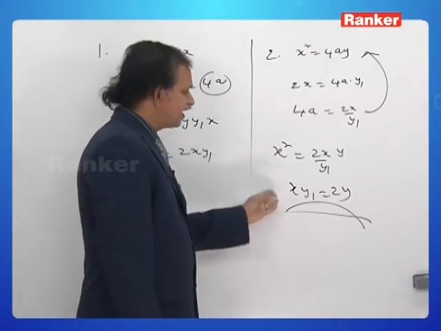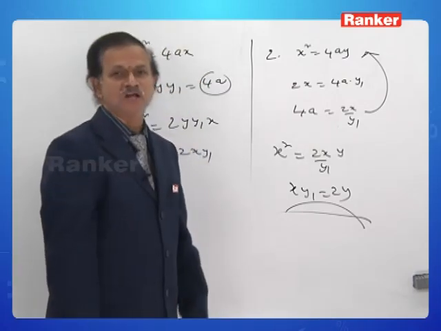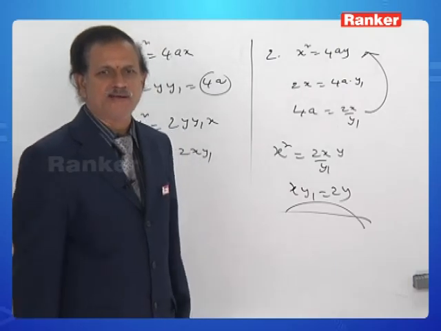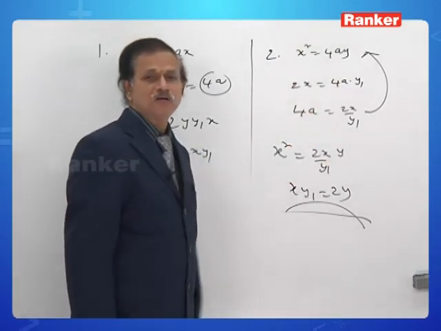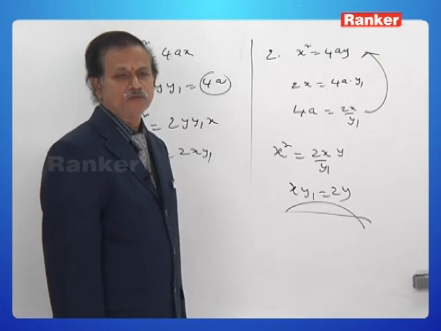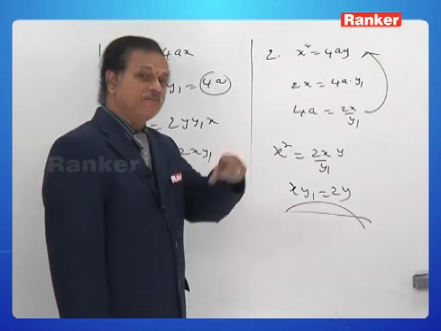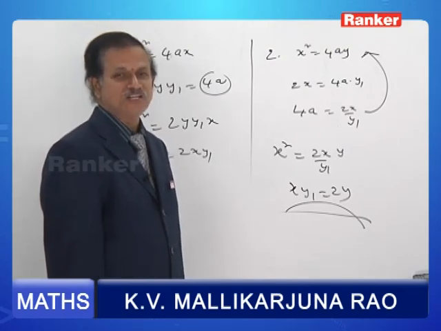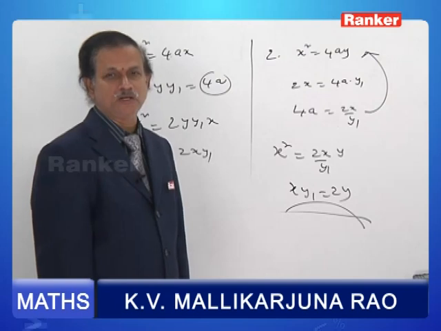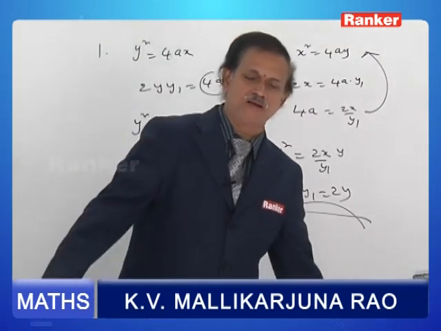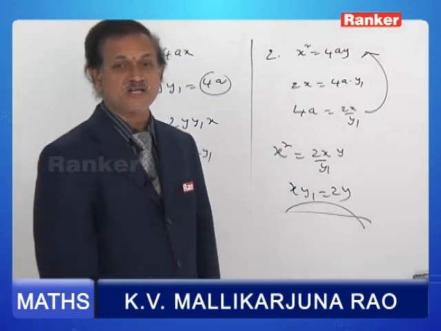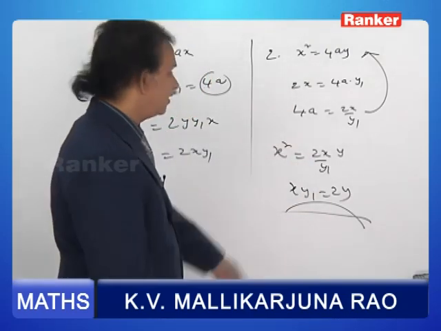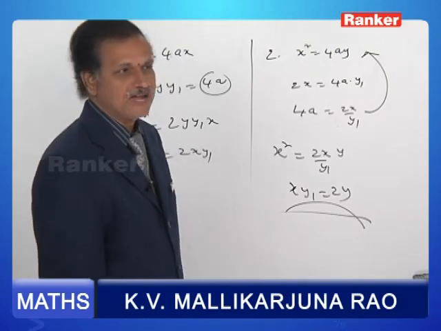Can you differentiate again with respect to x on both sides? You are not supposed to do that. Why? There is only one constant to be eliminated. If at all you do that, then it becomes a second order differential equation, which should not be the case. The order of the differential equation must be equal to the number of arbitrary constants, rather number of parameters, to be eliminated. So it must be one only. So that is the differential equation of that family.